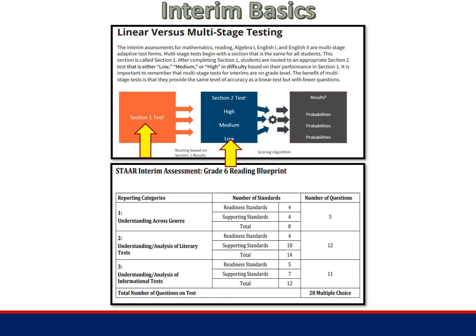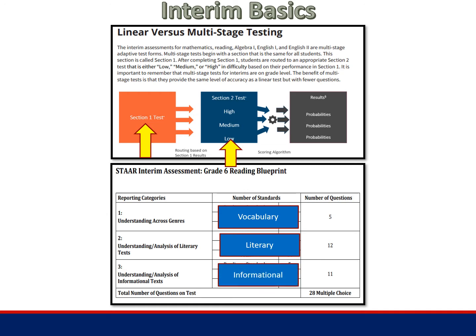Next, I want to provide you with some broad details as to what was tested on each reporting category. Reporting category 1 contained the vocabulary questions. Reporting category 2 contained the fiction passages, or literary. And reporting category 3, in this case, only tested informational. So now let's take a look at those additional details regarding the actual assessment.